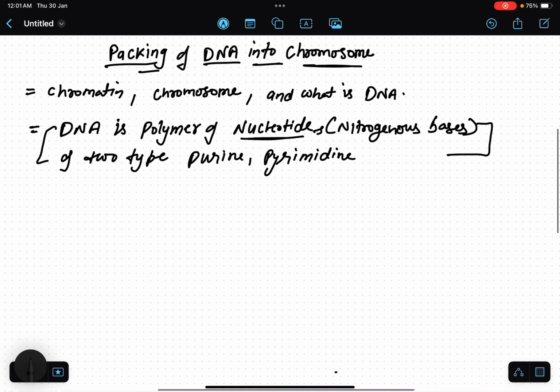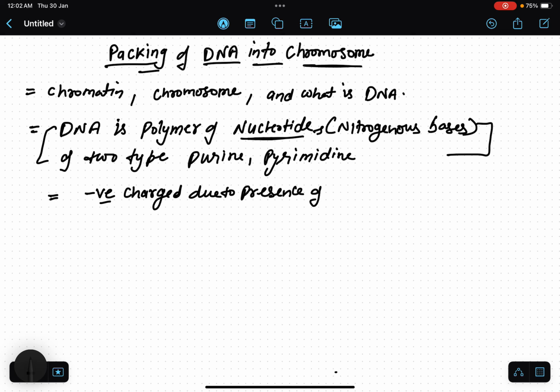So first we must know about the nature of DNA. The DNA is negatively charged due to the presence of the phosphate backbone. So overall this DNA has a negative charge.